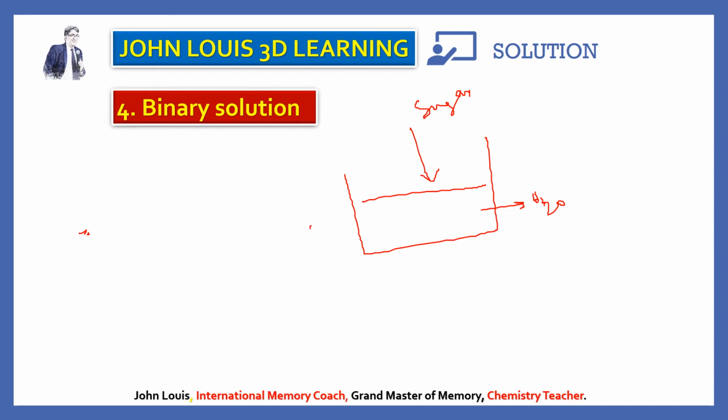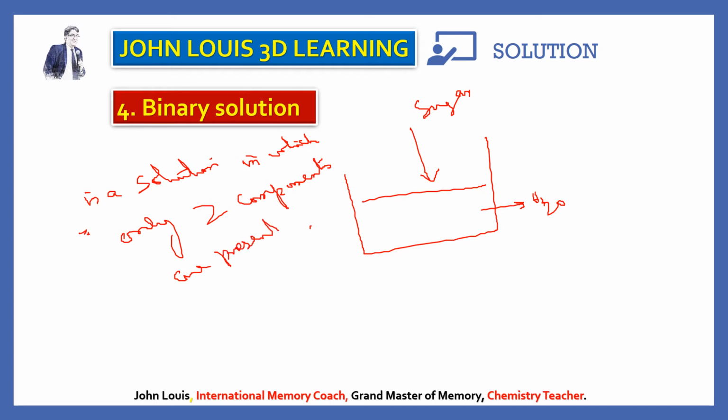How can you define binary solution? Binary solution is a solution in which only two components are present. Two components means one solute and one solvent. Make it very simple. Binary solution is a solution first of all, that means a homogeneous mixture of solute and solvent. So instead of writing such a big sentence, we write: binary solution is a solution in which only two components are present. That means one solute and one solvent. Understood?